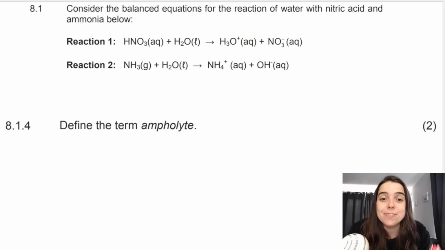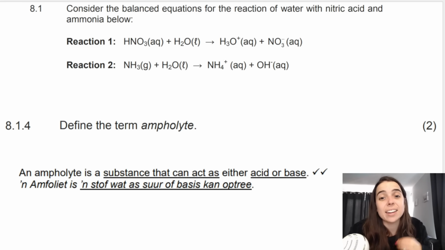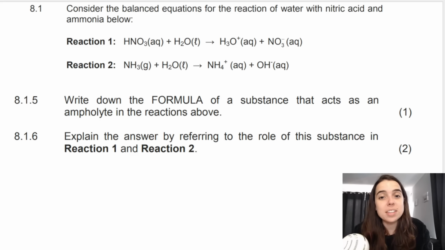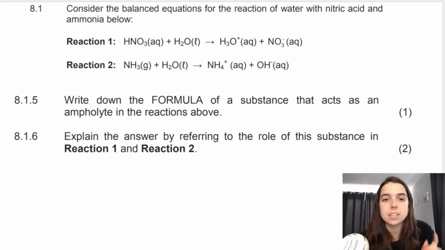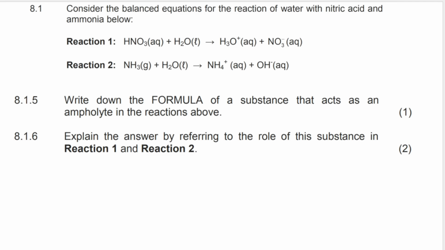Next, you're asked to define the term ampholyte, and we've spoken about ampholytes before. Ampholytes are substances that can act either as an acid or a base. It just depends on what it's reacting with. They then want a formula, note again, not name, formula of a substance that acts as an ampholyte in the reactions above, and they want us to explain our answer by referring to the role of the substance in reaction 1 versus reaction 2. So remember, ampholytes can act as an acid or a base.